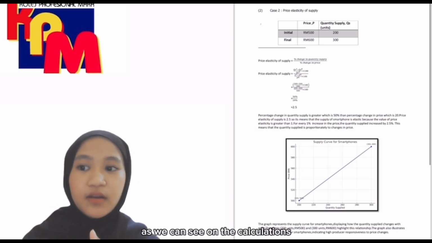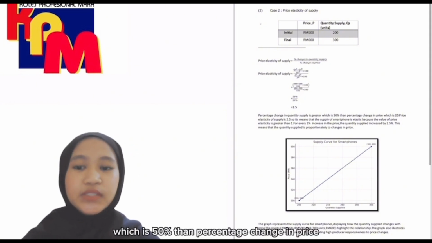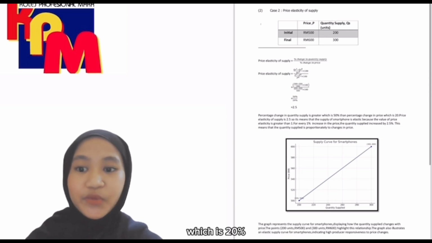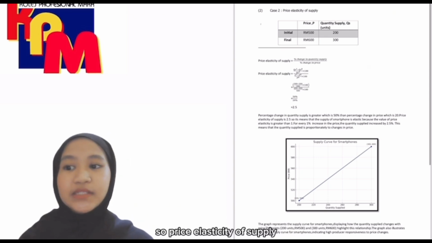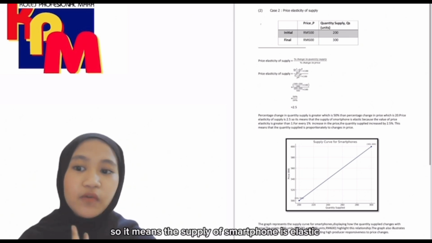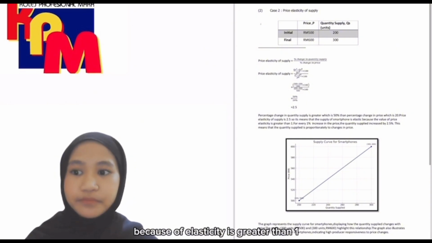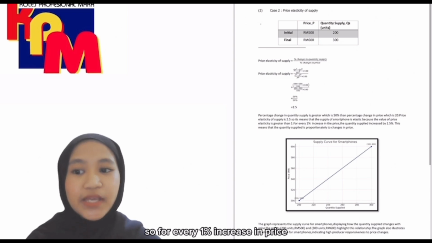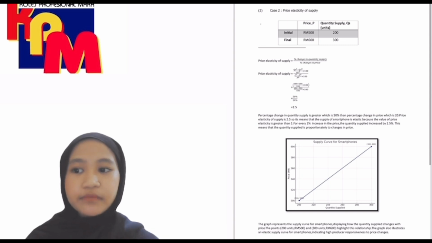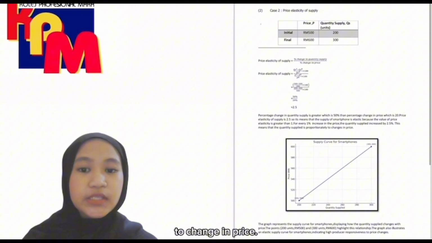As we can see in the calculation, the percentage change in quantity supplied, which is 50%, is greater than the percentage change in price, which is 20%. So the price elasticity of supply is 2.5, which means the supply of smartphones is elastic because the elasticity is greater than 1. So for every 1% increase in the price, the quantity supplied increases by 2.5%. So this means the quantity supplied changes more than proportionally to the change in price.